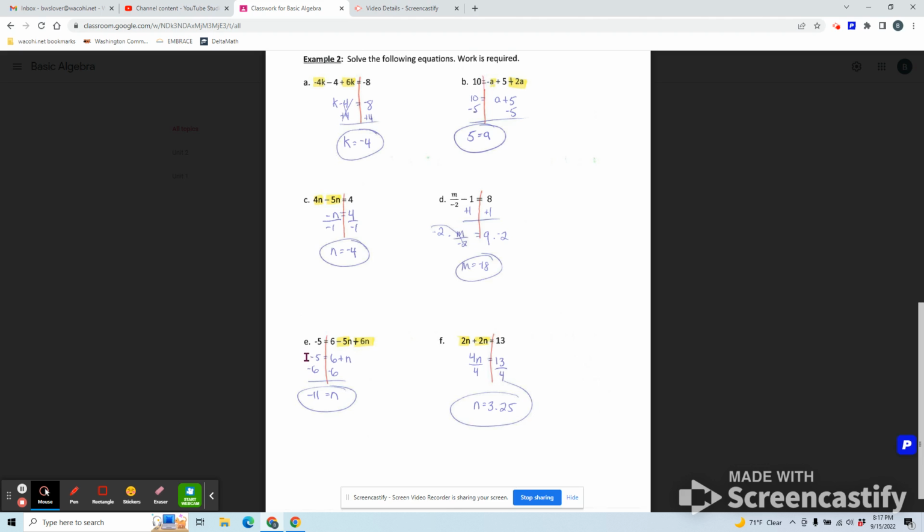So negative 5 minus 6 is negative 11. And then on the right side, we have the letter n. So n is negative 11. And notice on letter F, you get a decimal, and that's okay. If you got questions, make sure you're reaching out and asking.